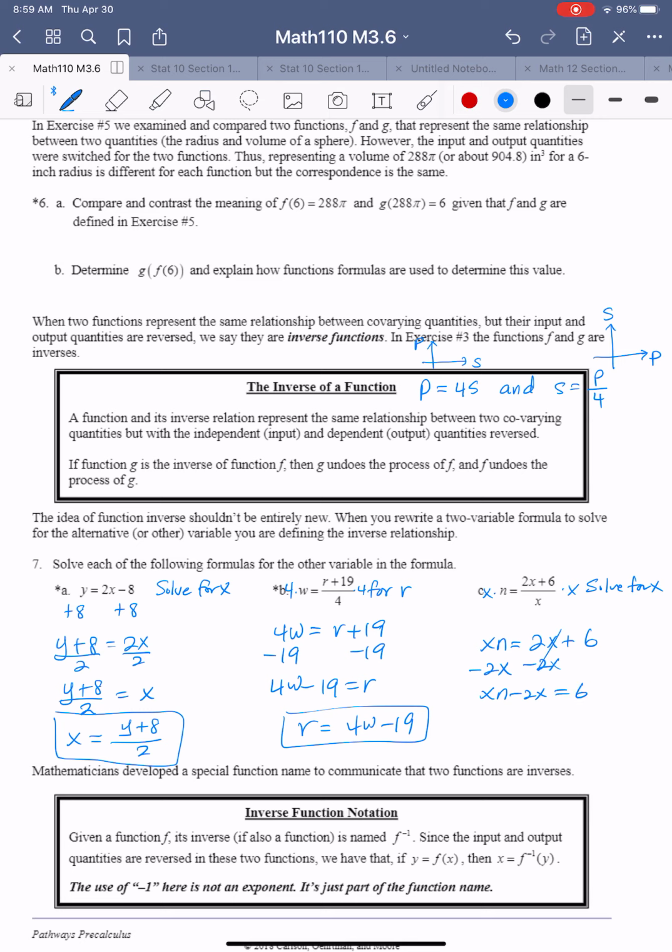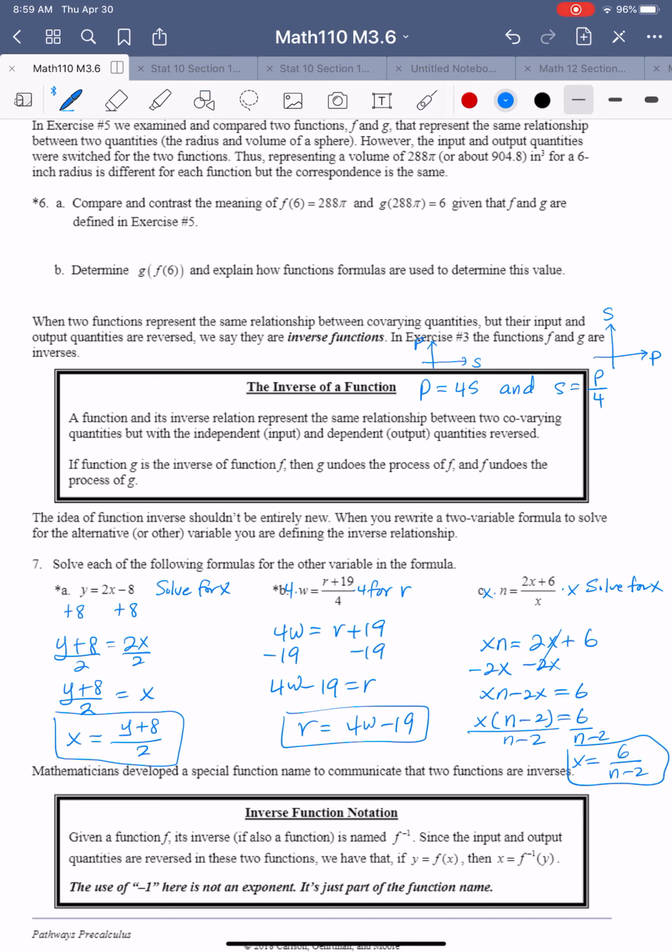Now I need to isolate the x, which one way is factoring. So factor the x out. I got x times n minus 2 equals 6. And divide by n minus 2 on both sides. And then I got x equals 6 over n minus 2. So this is the inverse function.